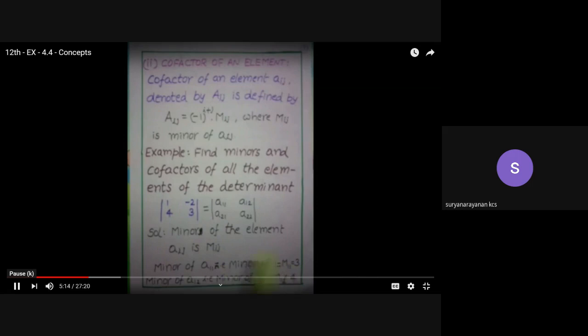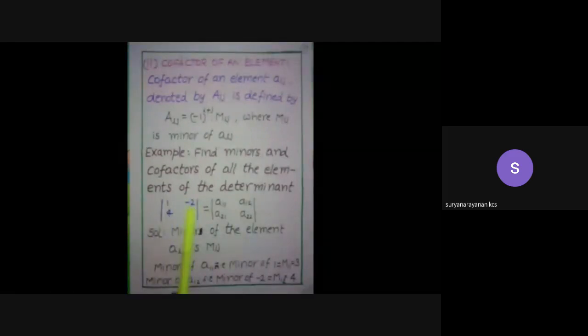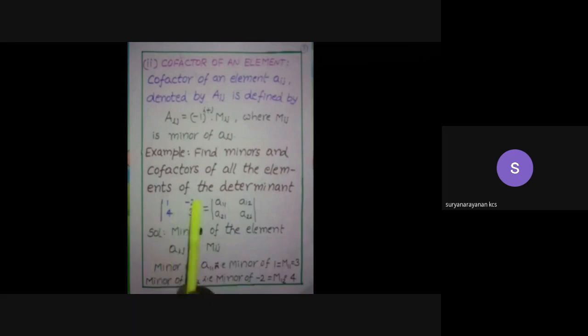Now, close this row and this column because this is in the first row and first column. Then what elements will be left there? Only 3. So, this is the minor of the element 1. Understood, my dear children? Is it clear? Right. Now come to the second element in the first row. Minor of A12, that is minor of -2. To find the minor of this element, close the first row and second column. Then what will be left here? Only 4 will be left. That is the minor of the element -2. Is it clear, my dear children? Right.